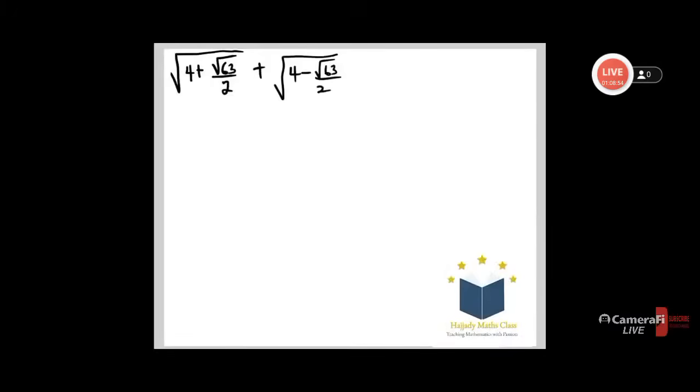So we will be solving this question. The first step for us to do is to equate it to a, where my a is assumed to be greater than 0. The next step is to square both sides. So squaring both sides, I'm going to have a squared equals root 4 plus root 63 over 2 plus root 4 minus root 63 over 2, all squared.